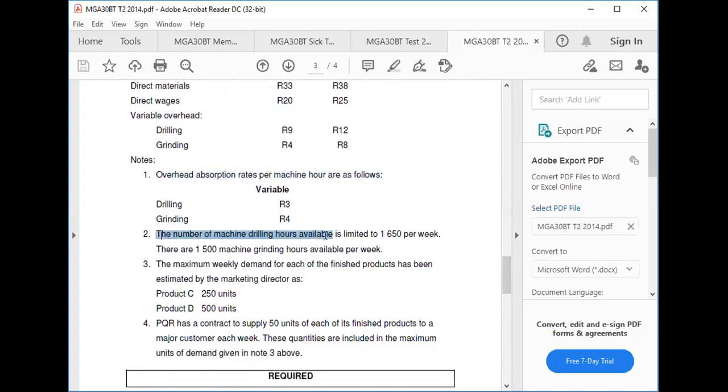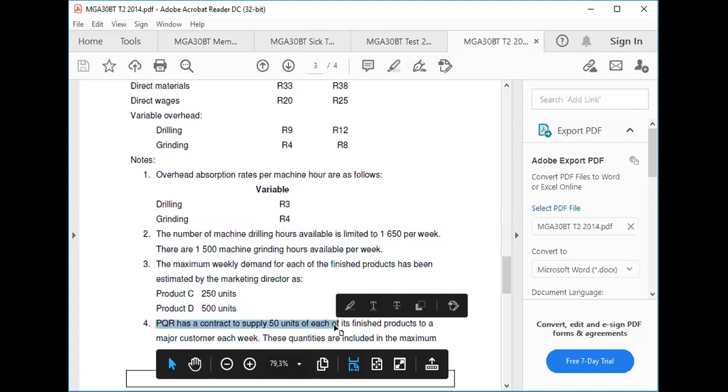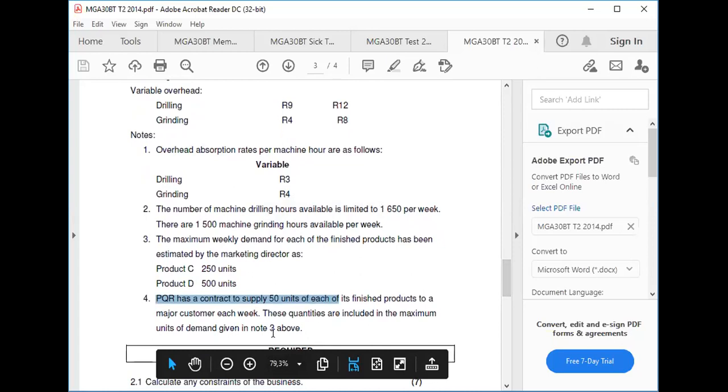The number of machine drilling hours is limited to 1,650 per week, and there are 1,500 machine grinding hours available per week. The maximum demand of each unit product has been estimated by the marketing director as follows: Product C will produce 250, D will produce 500. And PQR has a contract to supply 50 each of its finished products to a major customer each week. These quantities are included in the maximum units given in note 3.